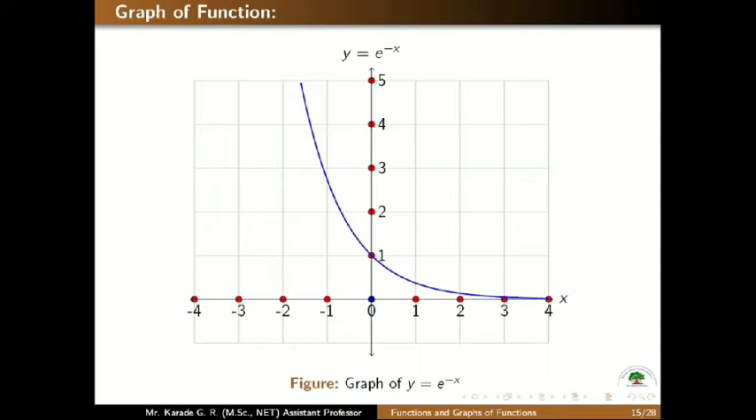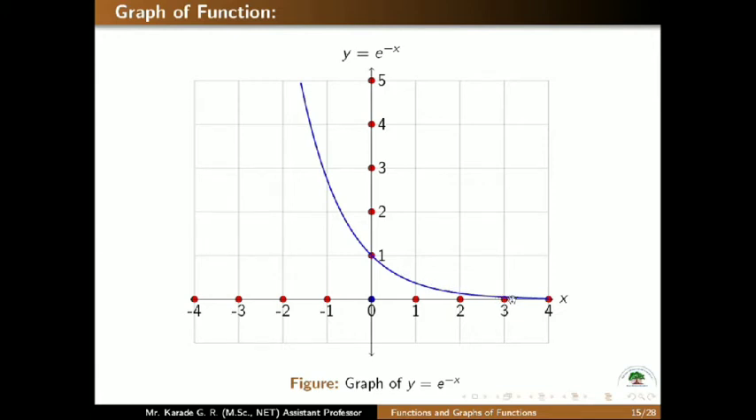Okay, so e raised to the power minus x is exactly opposite to the function e raised to the power x. See, the graph is also exactly opposite. So as values of x go on increasing, the values of the function f of x go on decreasing, and they approach 0. Okay, they approach the line y equal to 0. So as x tends to plus infinity, the values of the function approach 0.